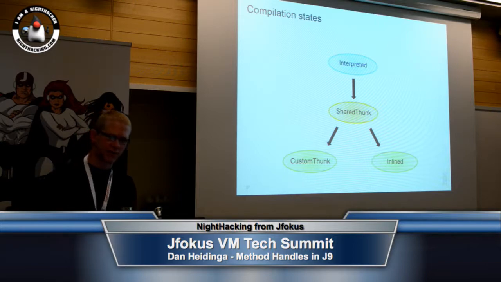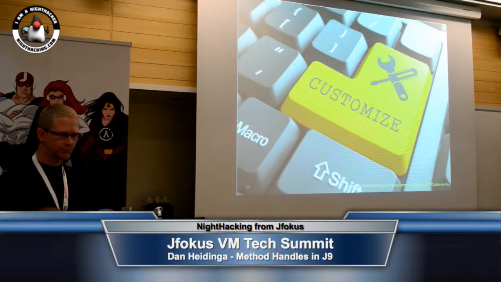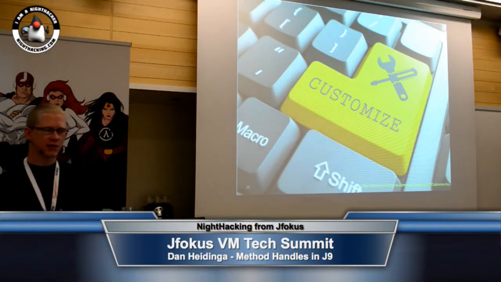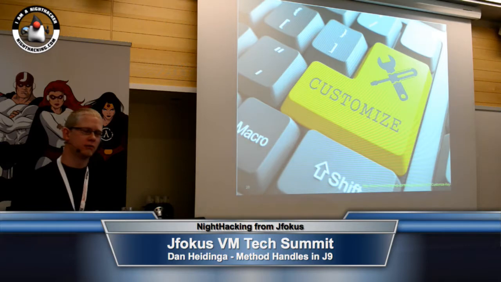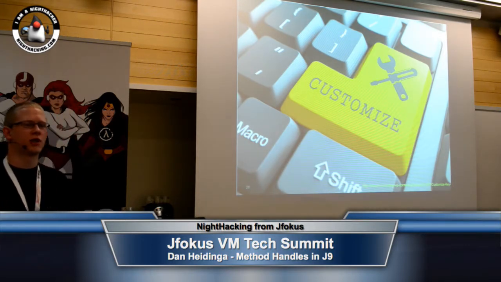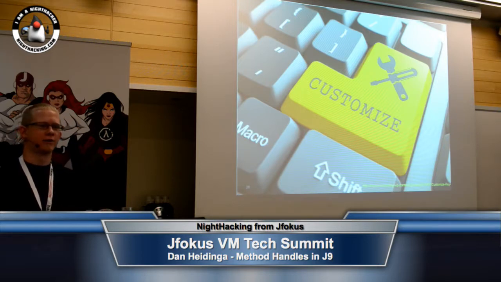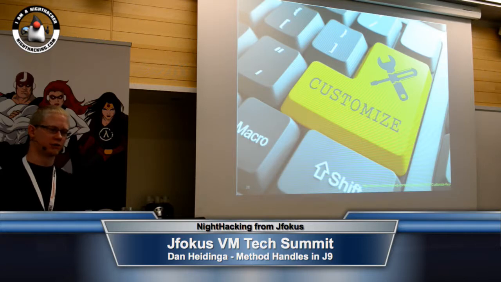Now it's time to look at how we customize things. So a custom thunk is something we compile when we want to ignore our shareability criteria, when we want to take an entire method handle chain and collapse it down into a single JITted body. One of the benefits of this is that we can throw away a lot of code. There's a lot of code in method handles that doesn't matter, and when you're able to see the entire picture, you're able to throw it away because it's basically dead.